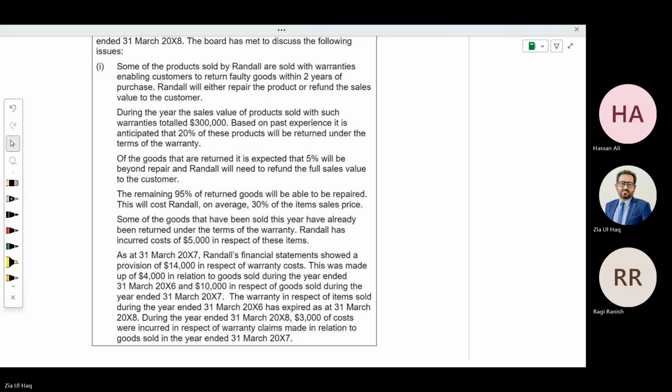5%, there is no repair expense, there is no expenditure. You need to give them the full amount. 12,000. 60,000. What is 5% of 60,000? 3,000. So for 3,000, the customer will claim money.